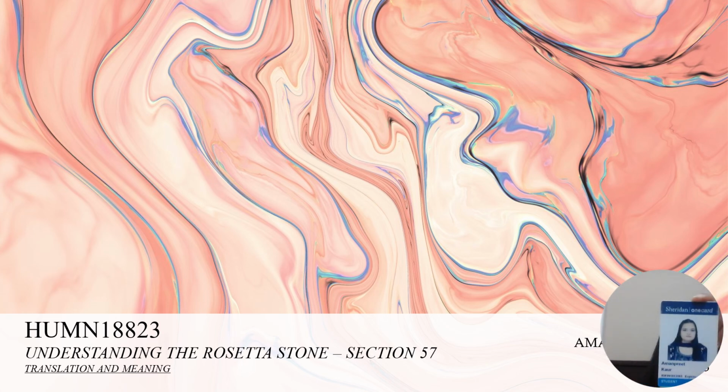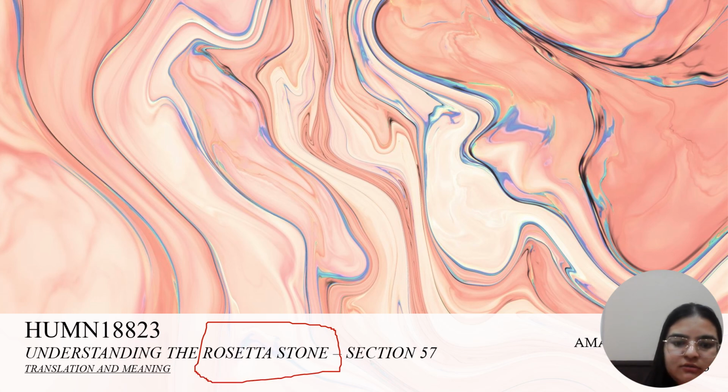As you can see, I have enrolled in Sheridan College in the General Arts and Science program, and there is one particular course, the intersection of world history. So it is about history, and I would like to talk about one part of it, the Rosetta Stone. The Rosetta Stone includes 58 sections in total, but I will be talking particularly about section number 57. So let's move to the next slide.